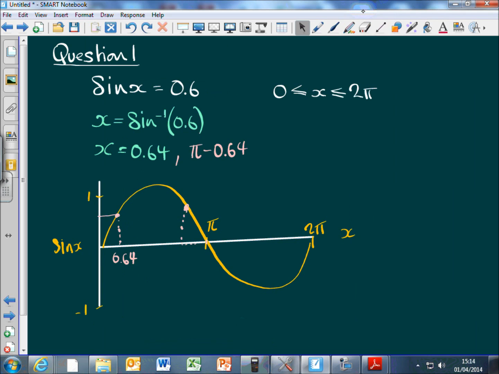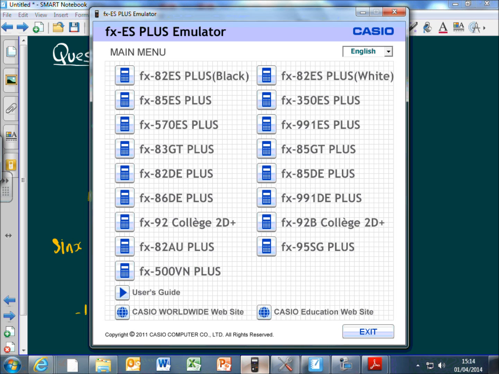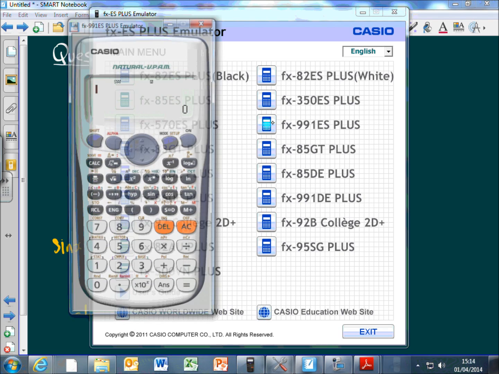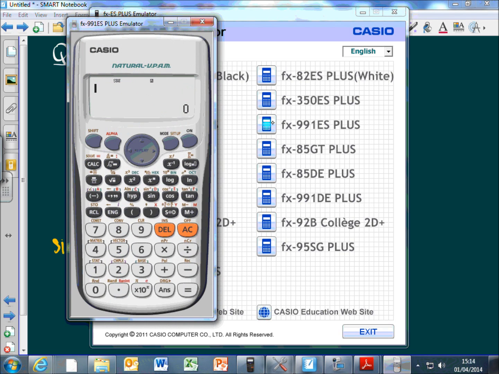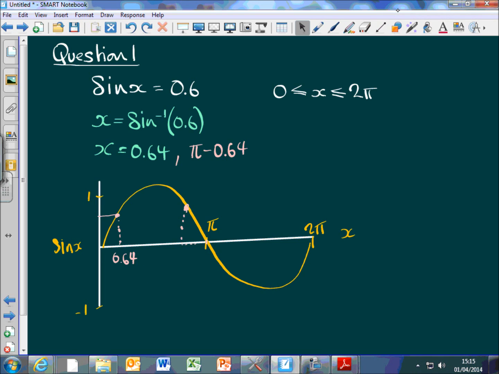Oh, that's not my calculator. Where's my calculator gone? That one. So pi. Where's pi? Where's that? Okay. Shift pi minus 0.64 was it? 2.5. Oh, turned it off again.